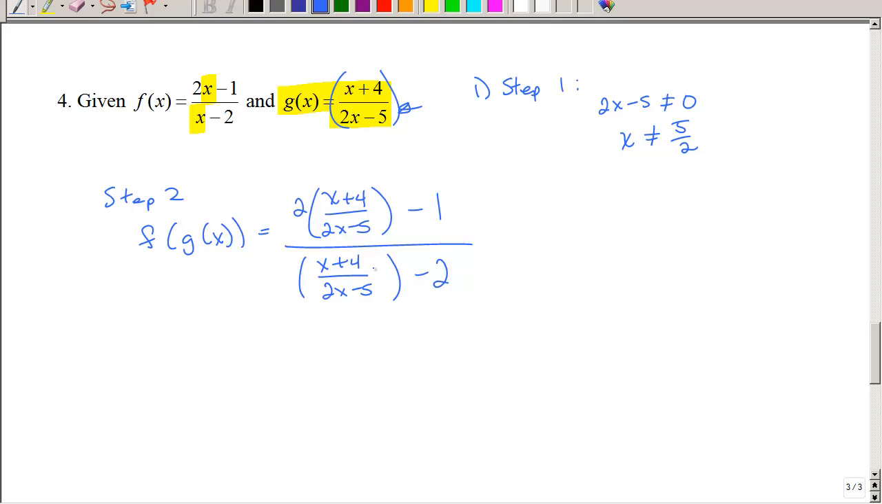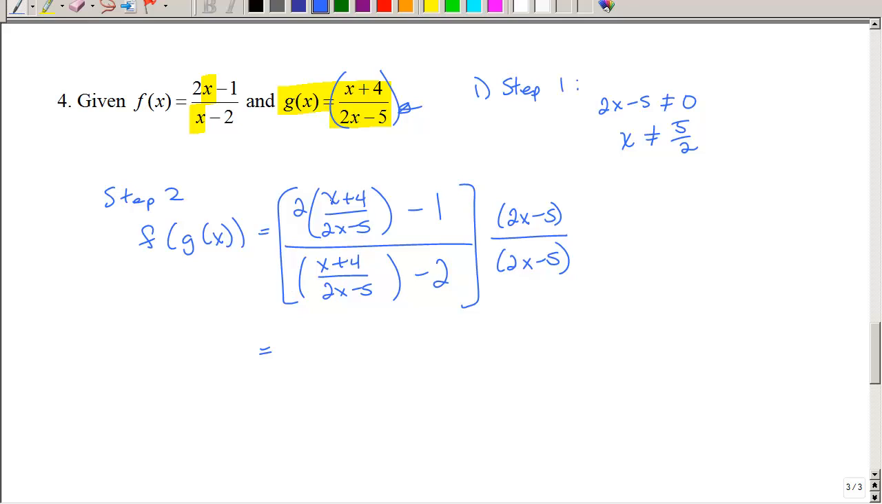Yuck. I need to simplify that. So the easiest way to do that, what's the denominator? The common denominator is 2x minus 5. So I'm multiplying by a form of 1, 2x minus 5 over 2x minus 5 to simplify that.